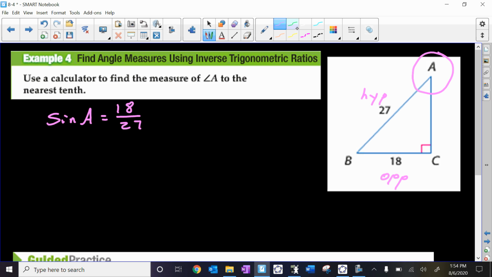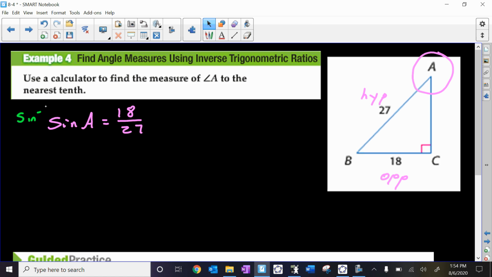And now here's where your inverse trig functions come into play. I want to get angle A by itself, which means that I need to get rid of this function sine. In order to get rid of that function, I want to use the inverse function to get rid of my function of sine. So I'm going to take the inverse of both sides. So I have sine inverse now on this side along with sine, and whatever I do to one side, I've got to do to the other side. So I'm going to take an inverse on this side as well.